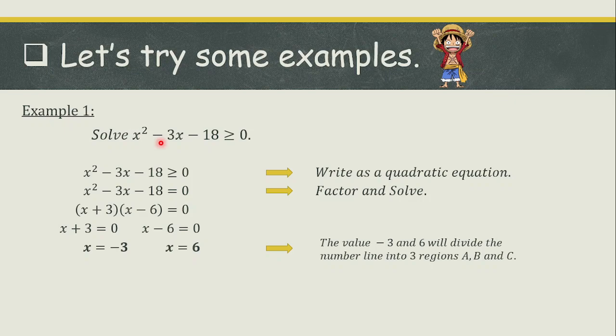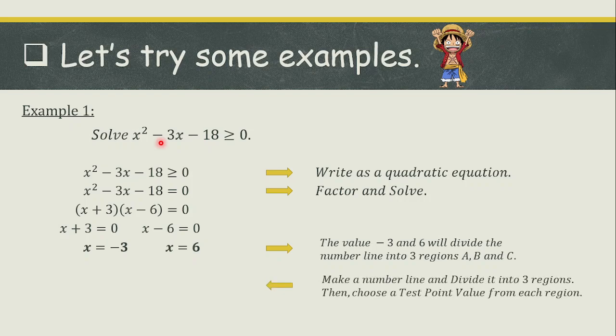So yan yung sinabi ko sa inyo kanina sa last line. Yung dalawang points or dalawang roots of the equation na nakuha natin, siya yung gagamitin natin as the borderline para mahati yung number line into three regions na A, B, and C. So next step, make a number line and divide it into three regions, then choose a test point value from each region.